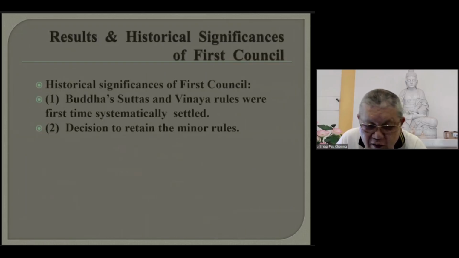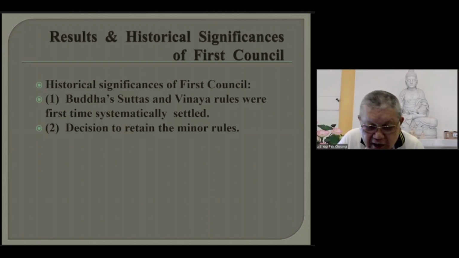Historical significance: when you study the first council, people won't ask you all the detailed charges against Ananda. But the important things people want to know are why this first council was important, its historical significance, and what the causes were. These few issues are important, so at least two you have to remember. During the first council, the important thing is that the Buddha's Suttas and Vinaya rules were, for the first time in the history of Buddhism, systematically compiled and settled.